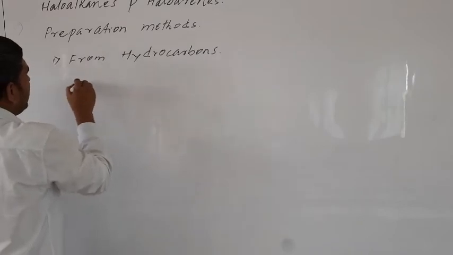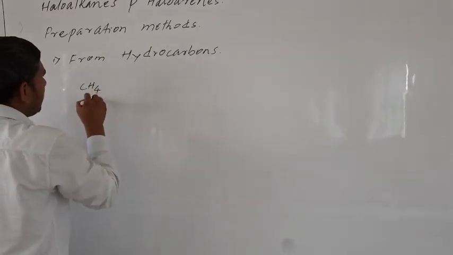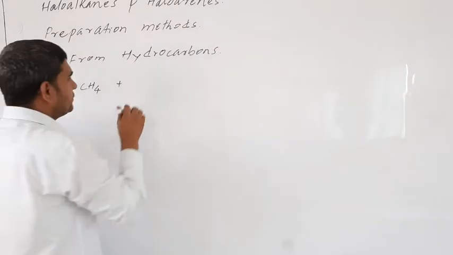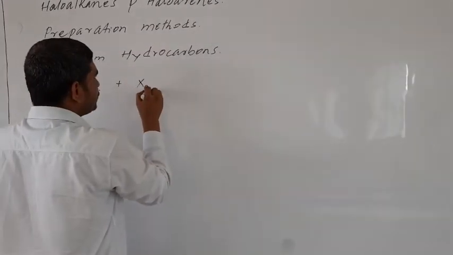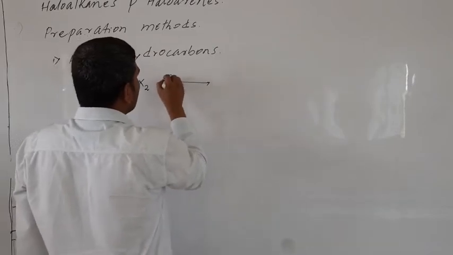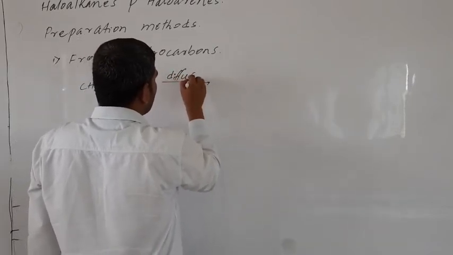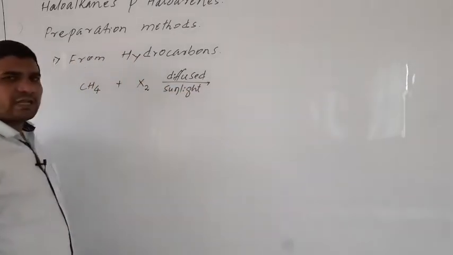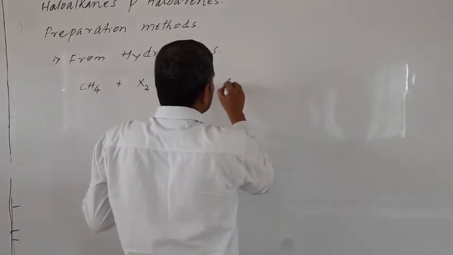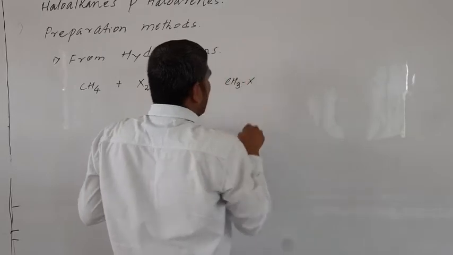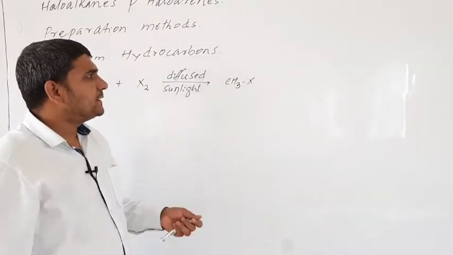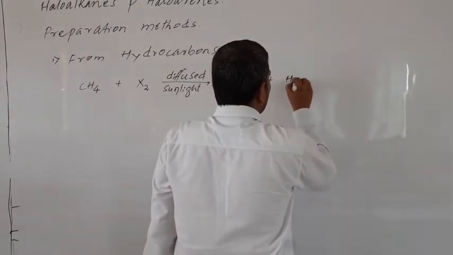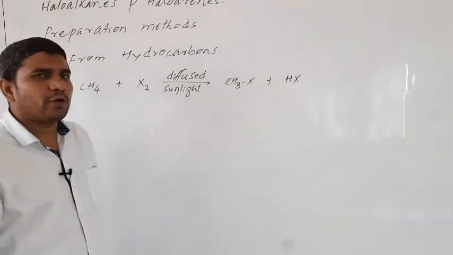Listen, we know that when a hydrocarbon, for example methane, reacts with a halogen molecule, I will take X2, in presence of diffused sunlight, to form methyl halide, which is nothing but halomethane, plus halogen acid as the byproduct.